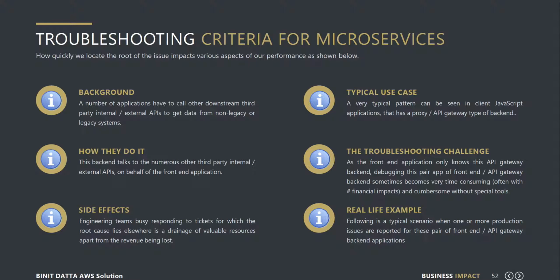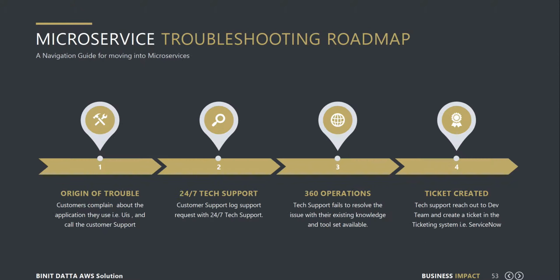The troubleshooting challenge in this case is that, as the front-end application only knows this API gateway backend, debugging this pair of front-end app and API gateway backend sometimes becomes very time-consuming, often with financial consequences, and cumbersome without special tools. Real-life example: following is a typical scenario when one or more production issues are reported for this pair of front-end and API gateway backend applications. So let's move on and see the origin of trouble. Let's see how the roadmap goes.